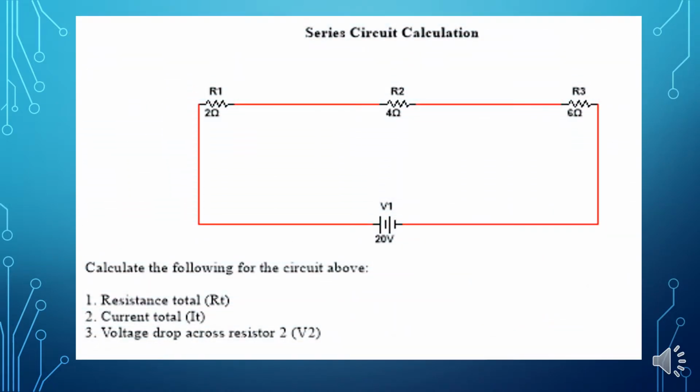Here we are given a series circuit in which we have three components having value of 2 ohm, 4 ohm, and 6 ohm, all connected to a 20-volt battery. And we are then asked to calculate the total resistance, the total current, and the voltage drop across resistor 2, which we denote as V2.